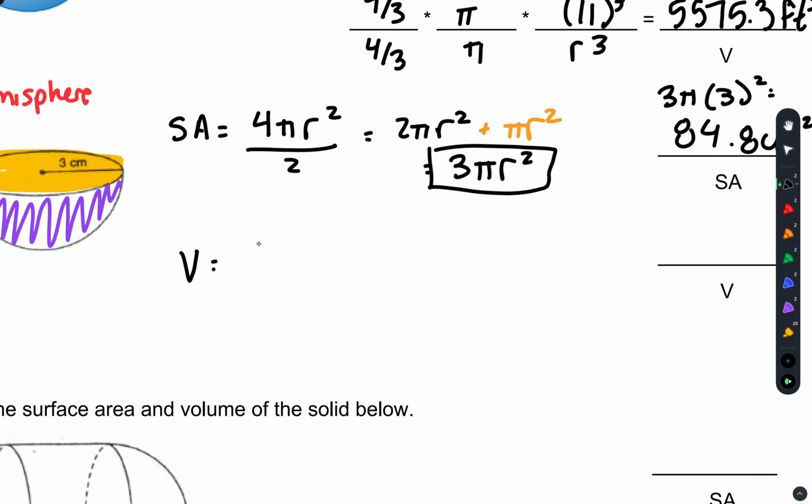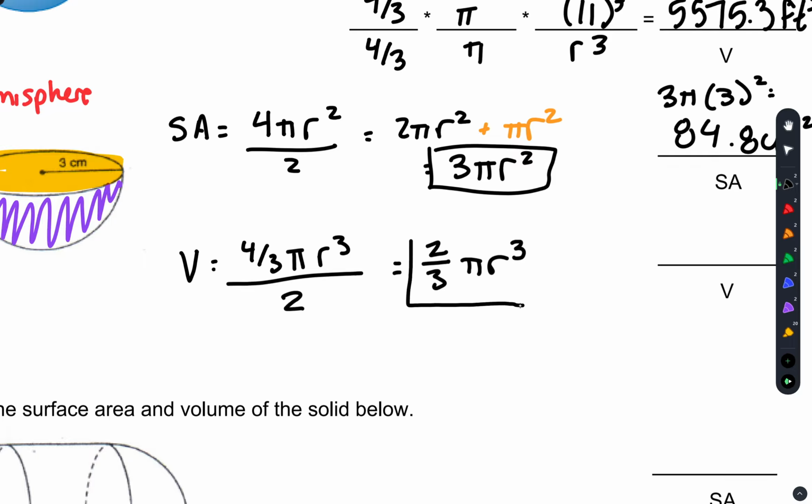Volume of a hemisphere is much easier. I take my volume formula for a full sphere, 4/3 pi r cubed. Oops, I forgot a pi. I'm going to take that formula and divide it by 2. If I take 4/3 and divide it by 2, hopefully we know that's 4/6, which simplifies to 2/3 pi r cubed. And that's our formula for volume of a hemisphere. We don't care that there's an extra base in there because volume doesn't care about those bases.